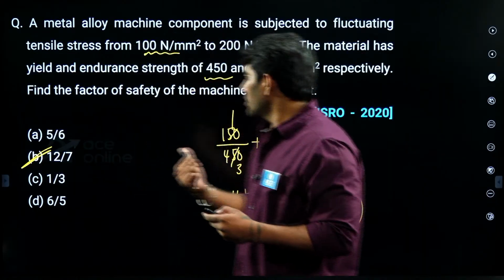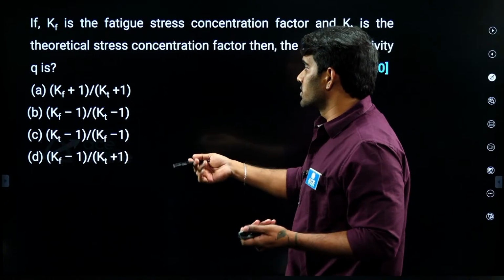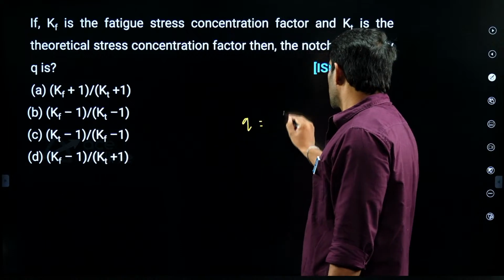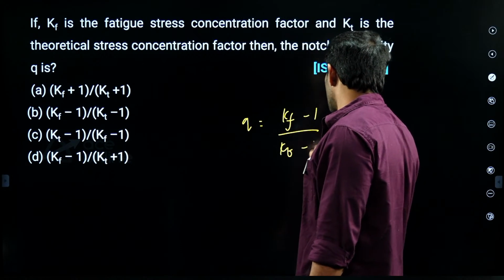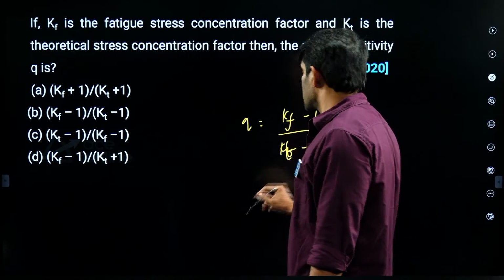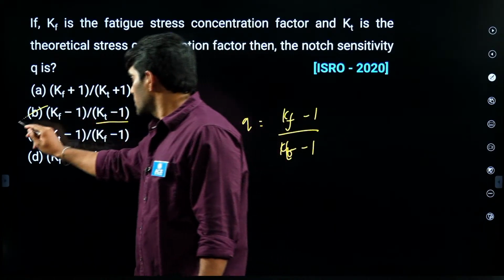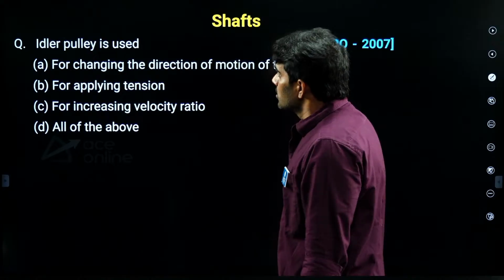Now moving ahead. Here he is asking us to identify what is notch sensitivity. Notch sensitivity is nothing but q is equal to Kf minus 1 divided by Kt minus 1. So which option has it? Kf minus 1 divided by Kt minus 1 is there in option B. So it is nothing but B.